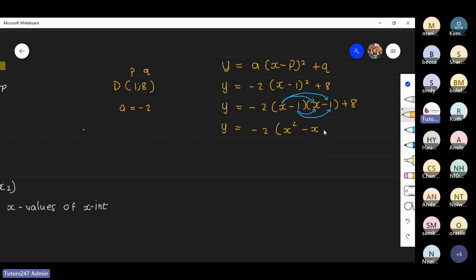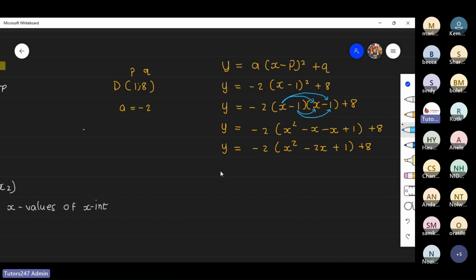So -1 times x will give us -x. -1 times -1 will give us +1. And that is going to be +8 at the end. Now from here we can see that we have like terms in the middle, -x and -x. So let us simplify that. -x and -x will be -2x plus 1 plus 8.